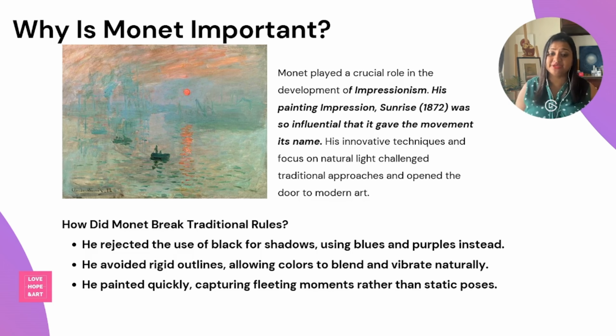So how did Monet break traditional rules? He rejected the use of black for shadows. Instead, he used blues and purples. And he avoided rigid outlines, allowing colors to blend and vibrate naturally. And he painted very quickly, capturing fleeting moments rather than static scenes.